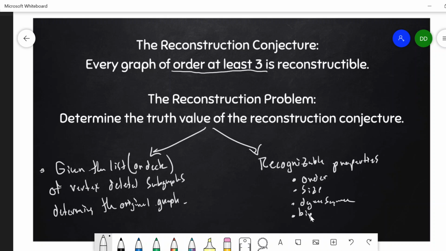So these three properties are all recognizable, but what about other things? What about bipartiteness or connectedness? Can we tell if the graph is connected or not? There are all sorts of graph properties that we can ask whether they are recognizable. And so that's how the rest of these videos are going to go. We're going to investigate these two problems and see how they relate to each other.